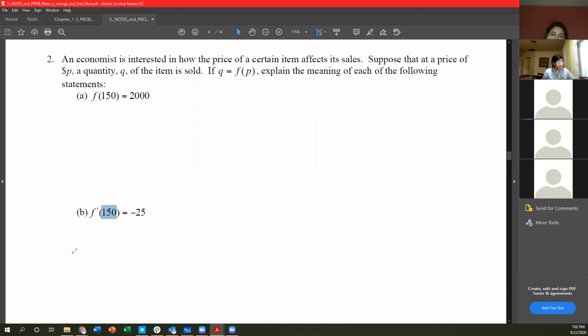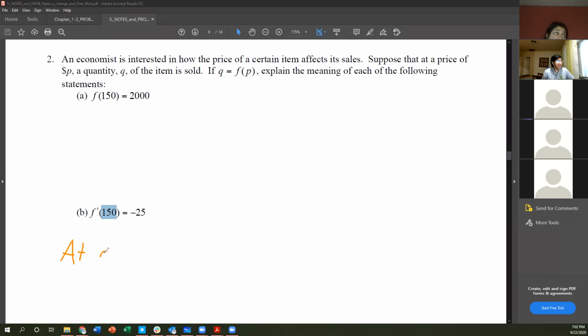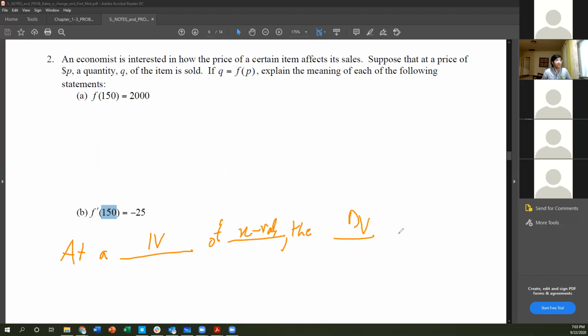It's a very simple formula. This is what you're going to say: at an x value, where I'll write IV for independent variable, at an independent variable of x, the dependent variable changes at a rate of f prime of x DV units per IV unit.